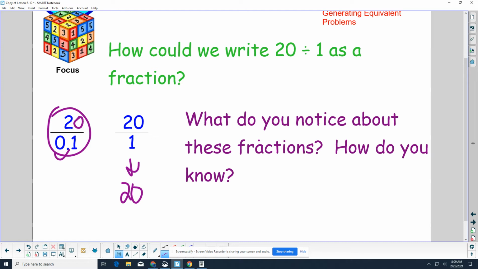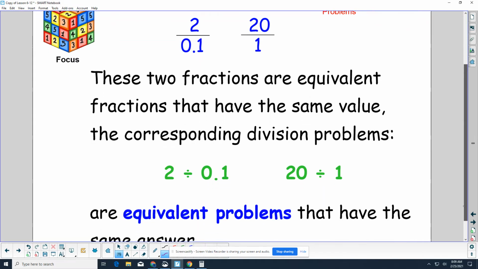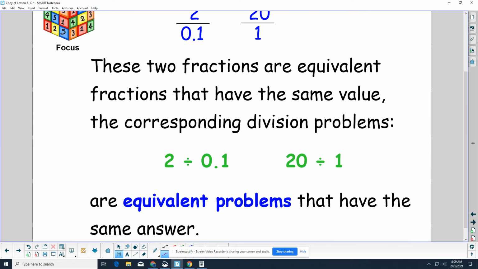So again, you can't really write 1/10 as a decimal for a denominator. But what you could do is create an equivalent problem by moving them both up a place value. So these two fractions are equivalent fractions that have the same value. The corresponding division problems are equivalent problems that have the same answer. So again, you can see here, they just added a 0. They moved it up a place value, or 10 times greater. Same thing here. We moved it up from the 10ths place to the 1s place, kept the same digit, and it makes it where you can divide it.